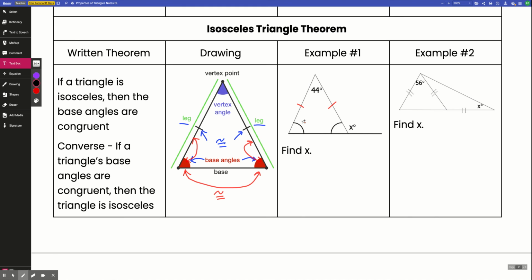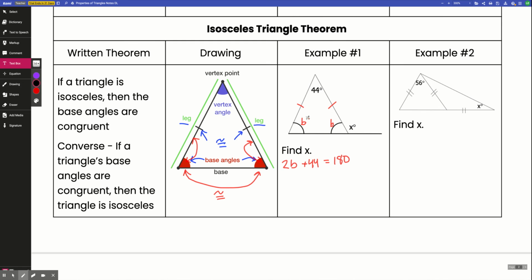So I'm going to call them B. It does not look like a B. So I'm going to call these both B for base angle, okay? I know that in this triangle, all three of these angles, 44, B, and B, have to add up to 180 because that's the triangle sum theorem, okay?